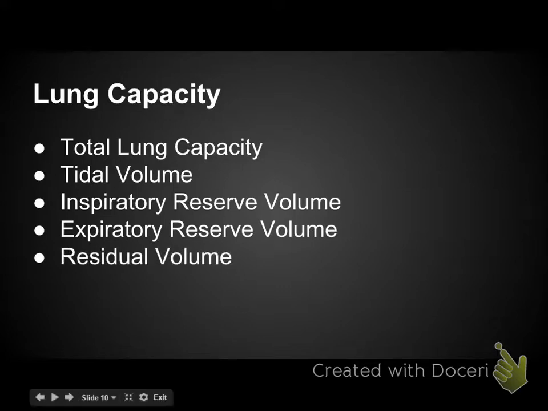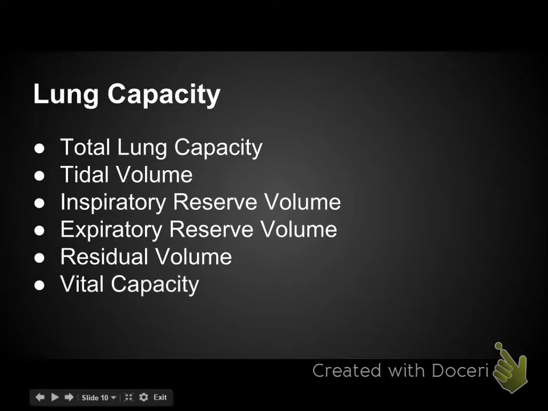Residual volume is the volume of air that's always present in your lungs. This will never change because you need air in your lungs in order to prevent your lungs from collapsing. So this is a constant volume that is the minimum amount of air that you have to have in your lungs in order to keep your lungs actually functioning.